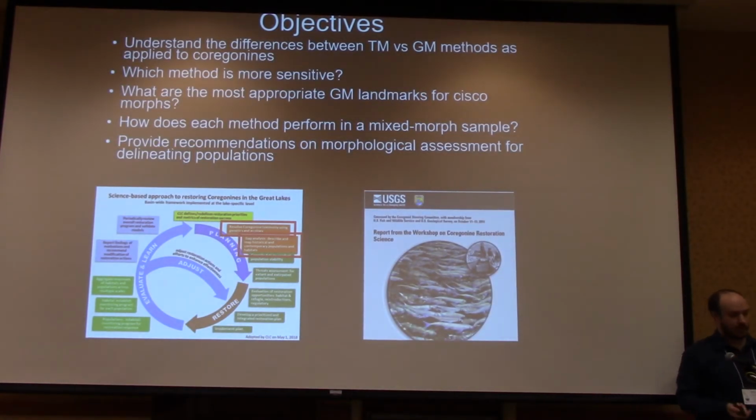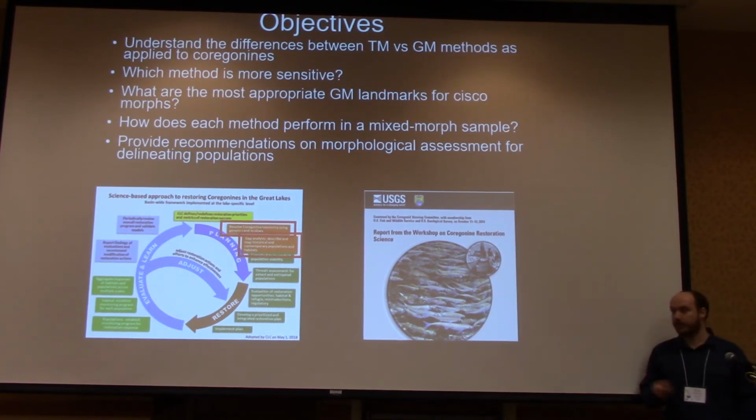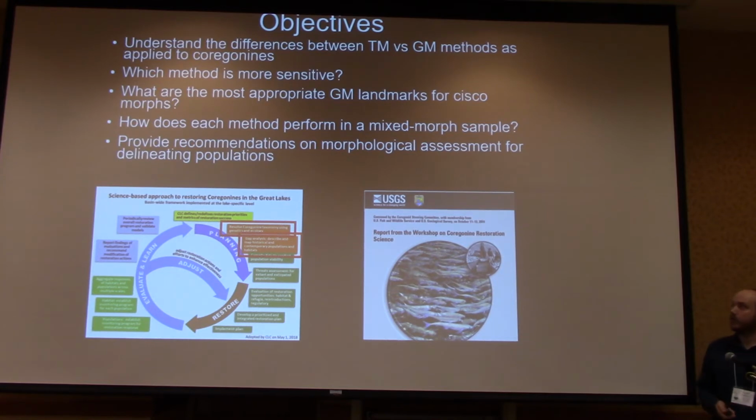So the objectives of this talk are, like I said, to understand some of the trade-offs between traditional and geometric morphometrics, with the goal of helping inform some of these taxonomic issues going forward. Look at differences in sensitivity between the two methods, and look at differences in geometric landmarks, so curves and landmarks separately, and then how each method might perform in a mixed sample, and ultimately try to provide recommendations for moving forward.